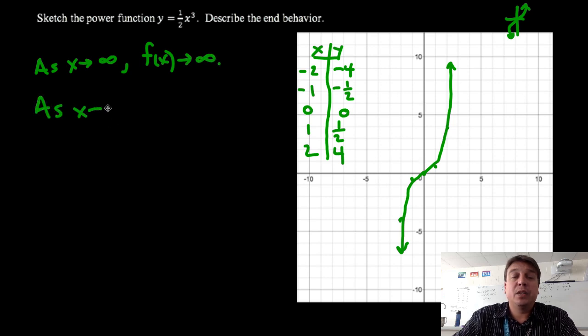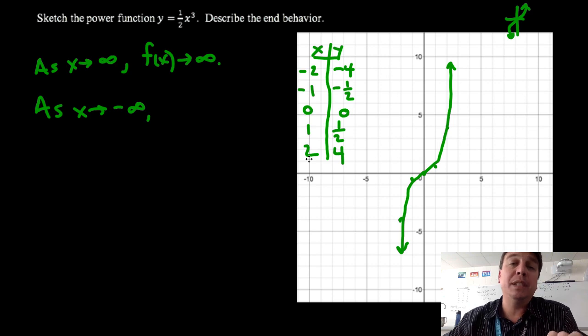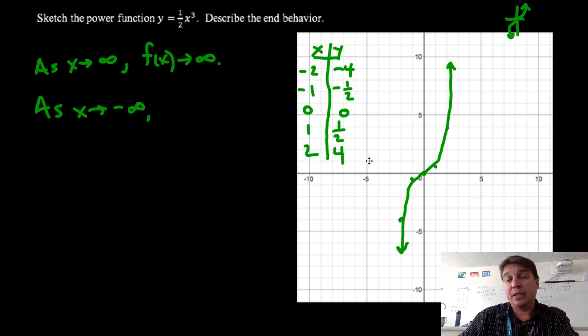As x approaches negative infinity, so as we move along this way, because we're talking about the end behavior, what happens as x gets large in a positive direction, what happens as it gets large in a negative direction. So as x gets large in the negative direction here, then our function is also heading towards the negative value. So f of x will also approach negative infinity.